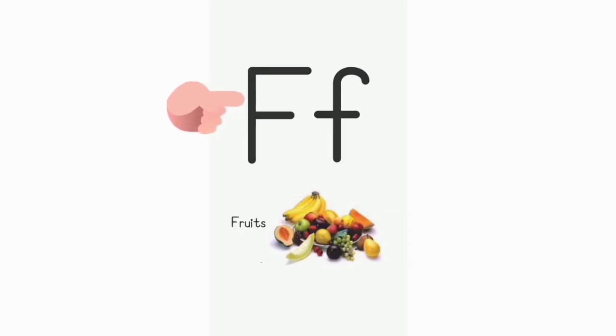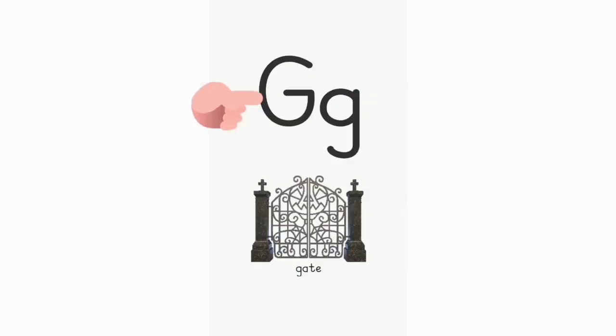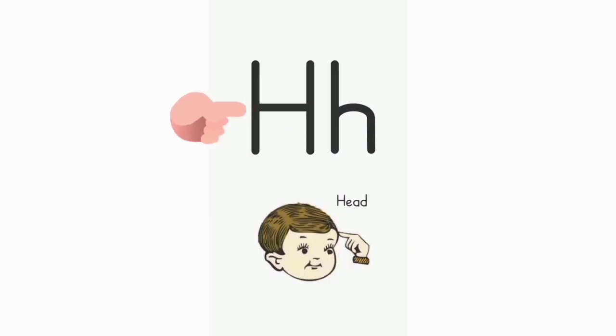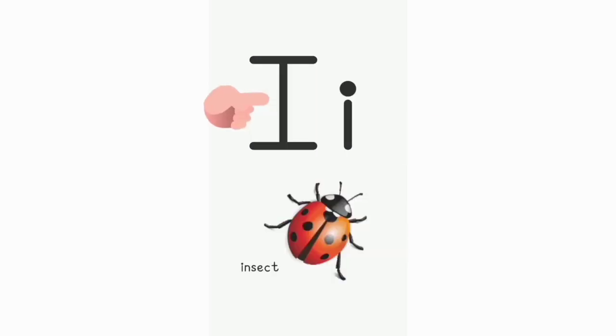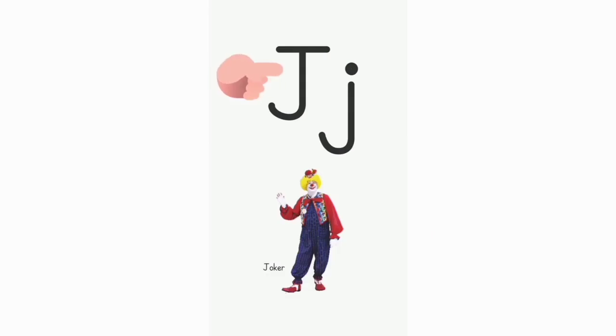Capital F, small F for fruits. Capital G, small G for gate. Capital H, small H for head. Capital I, small I for insect. Capital J, small J for joker.